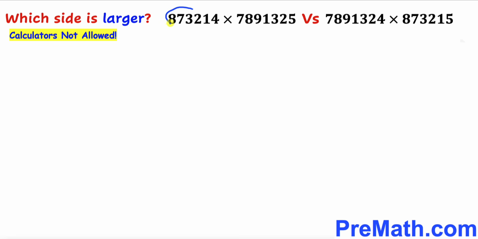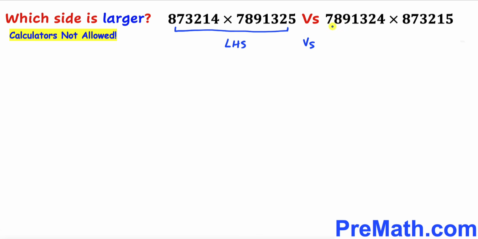In this video, we have this interesting comparison problem. We have huge numbers on both sides. On the left-hand side, the first number is 873,214, multiplied by the second number, 7,891,325, whereas on the right-hand side, the first number is 7,891,324, multiplied by another number, 873,215. Our task is to find out which side is larger.